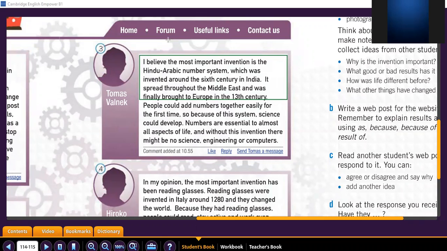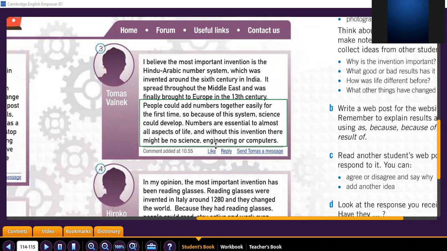Okay, teacher. I believe the most important invention is the Indo-Arabic number system, which was invented around the 6th century in India. It spread throughout the Middle East and was finally brought to Europe in the 13th century. Good. So let's see what happened next. Vamos a ver qué pasó después con this Indo-Arabic numeric system.